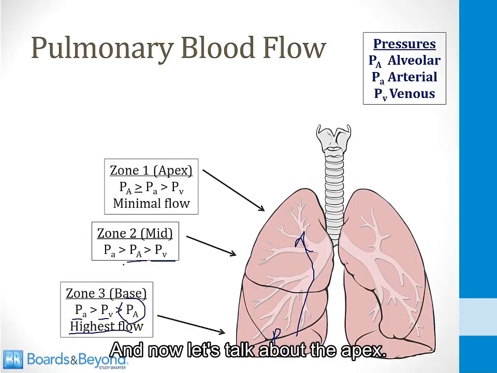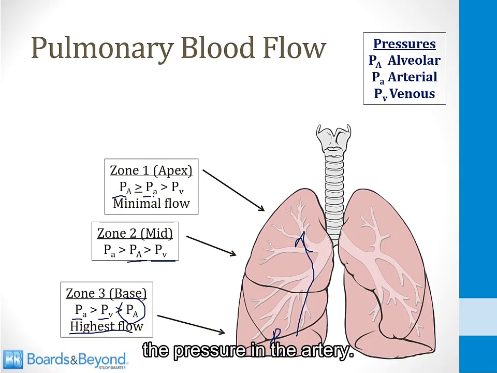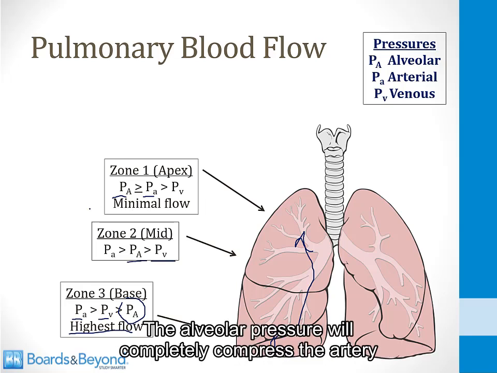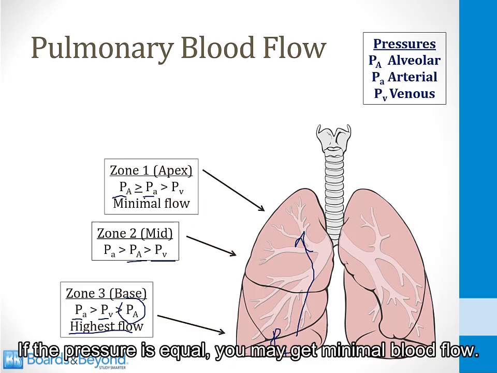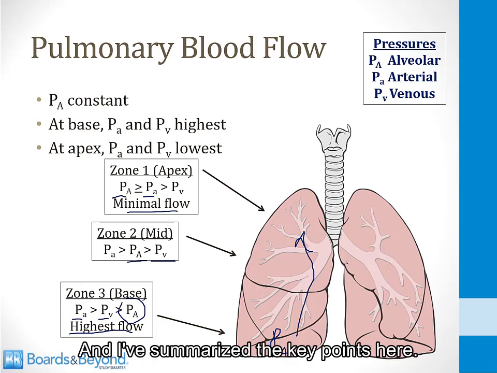And now let's talk about the apex. At the apex, the pressure in the alveoli is equal to or greater than the pressure in the artery. If it's greater than the pressure in the artery, you're not going to get any flow. The alveolar pressure will completely compress the artery and not allow any blood in. If the pressure is equal, you may get minimal blood flow, and that's what happens at the apex. You get minimal or no blood flow because the pressure in the alveolus is higher than the pressure in the artery. And I've summarized the key points here.